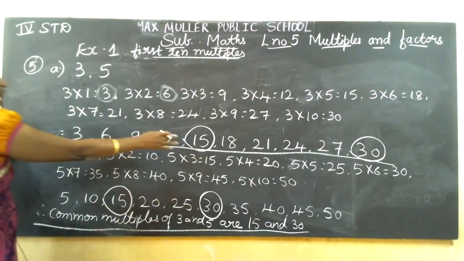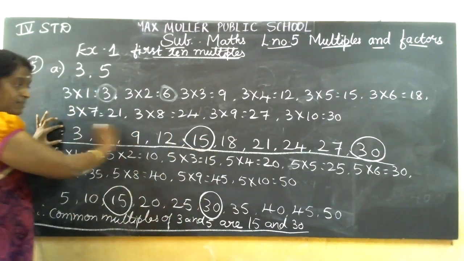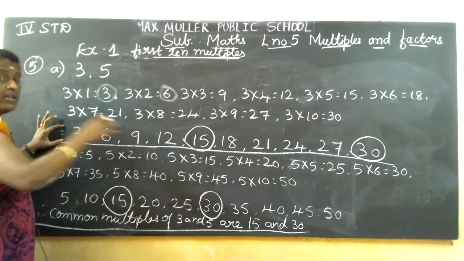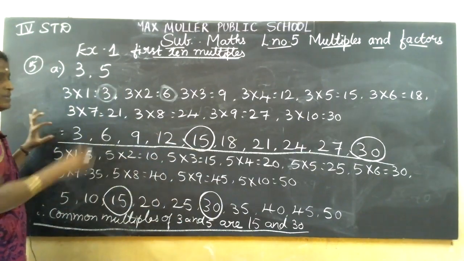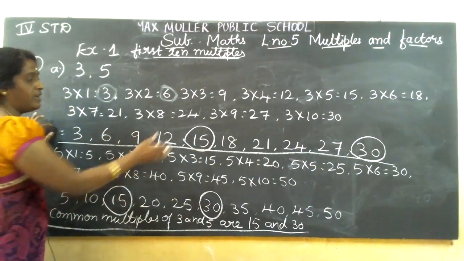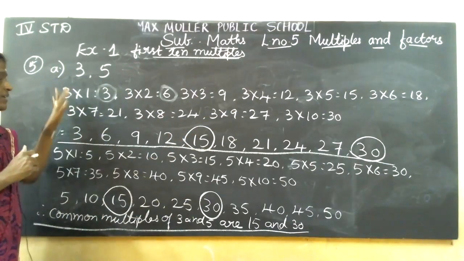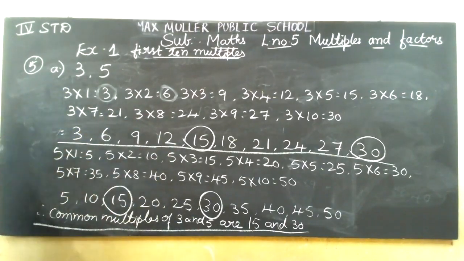So, in this 15, 30, these are the 10 multiples. The question is, write the first 10 multiples. I have written them. In these two, find out the common multiples. The common multiples of 3 and 5 are 15, 30. What are the common multiples of 3 and 5? 15, 30. Yes, copy down this, children.